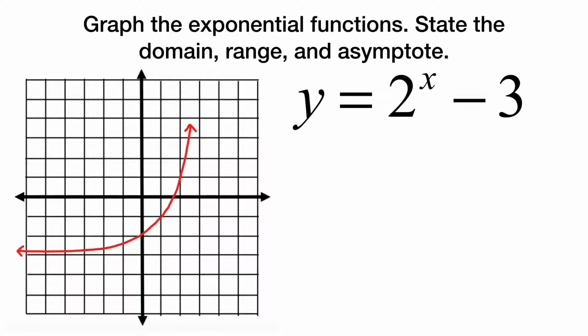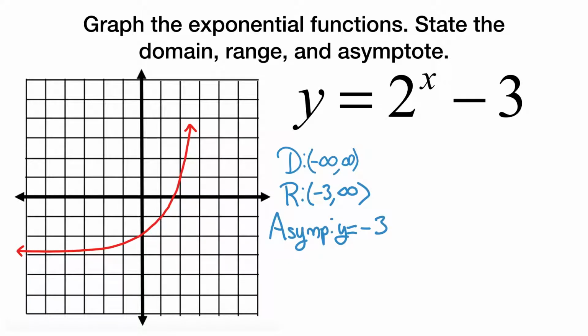So what you would do, if you're looking at the notes that I've given all of my students, is take the y values on the one right above it, y equals 2 to the x, and subtract 3 from every y value. Our domain would stay the same because left to right it's no different, but now our range is no longer 0 to infinity, it's now negative 3 to infinity, which means our asymptote is y equals negative 3.